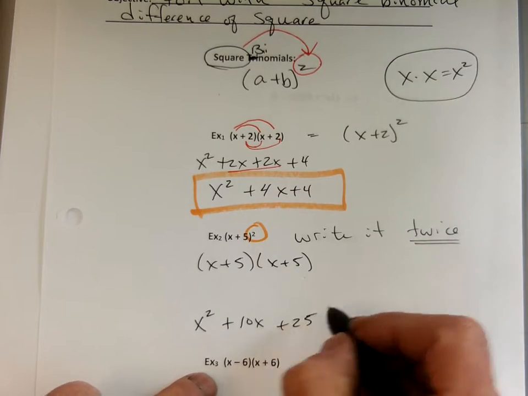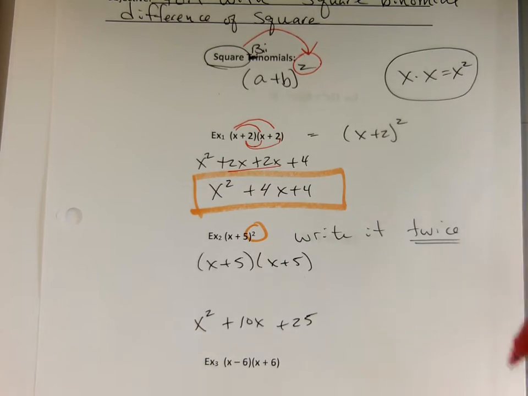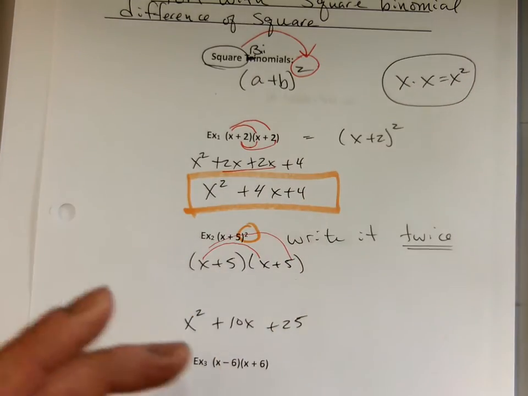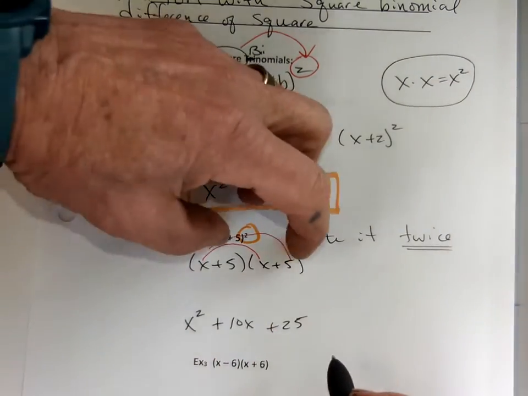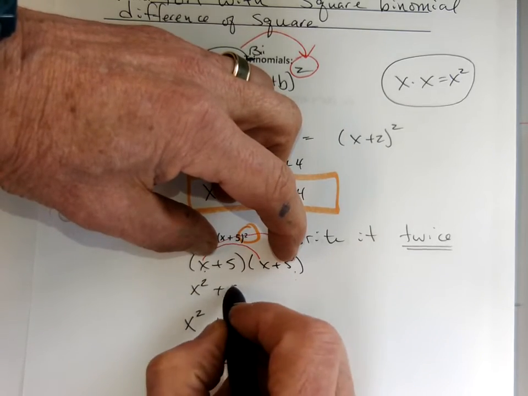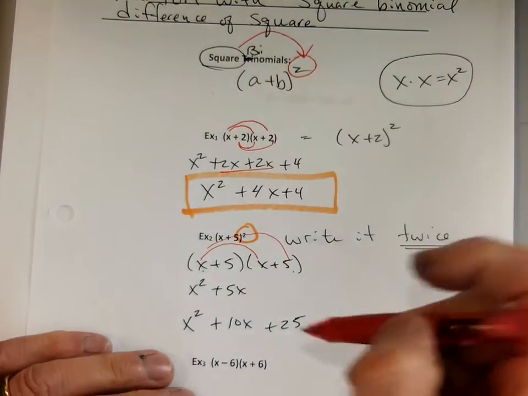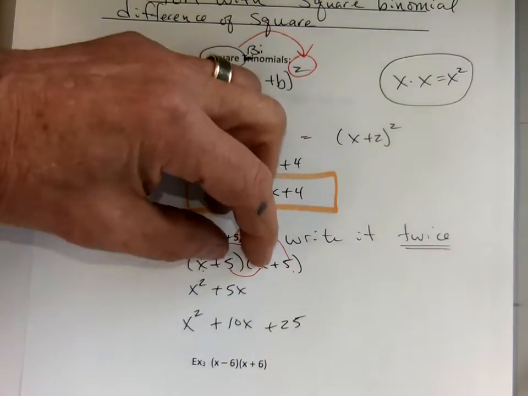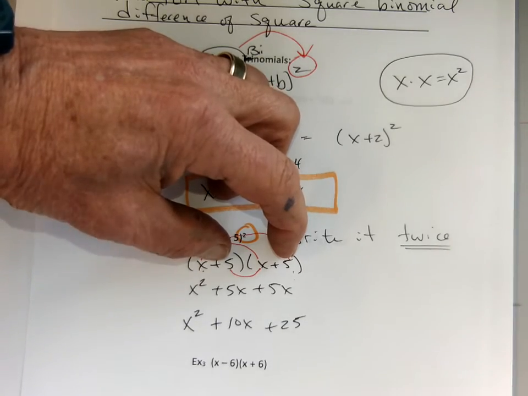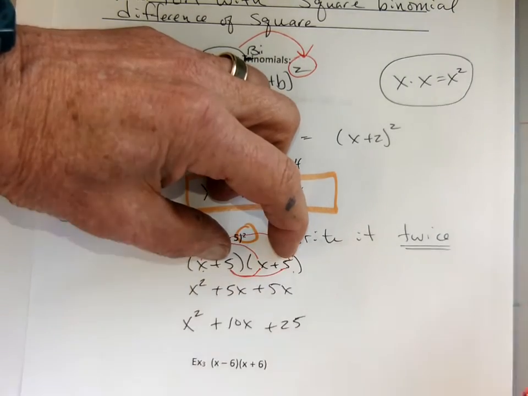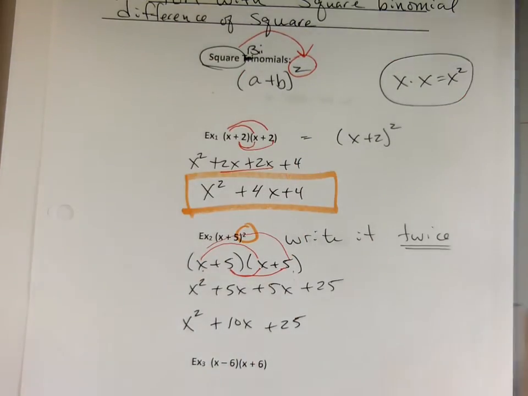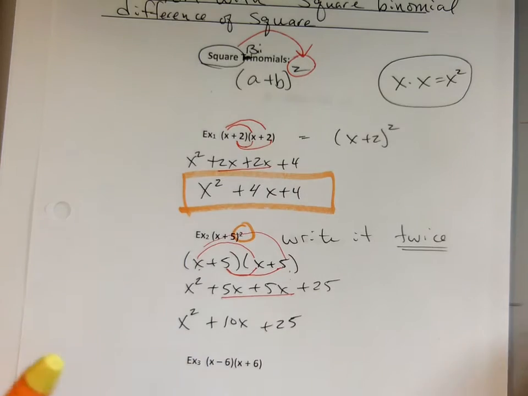Now, if you don't want to shortcut it, it's okay. It still works to go x times x times 5. It still works to do it the way I showed you yesterday. x squared plus 5x, and then 5x plus 25. I meant 25. And then I add my two middle terms, and I get my 10x.